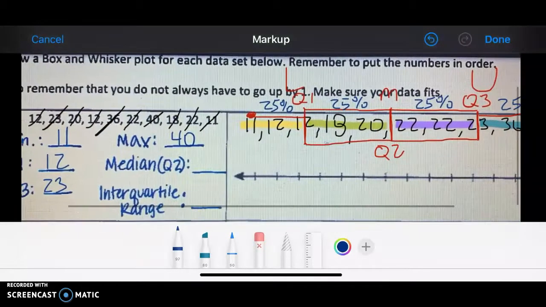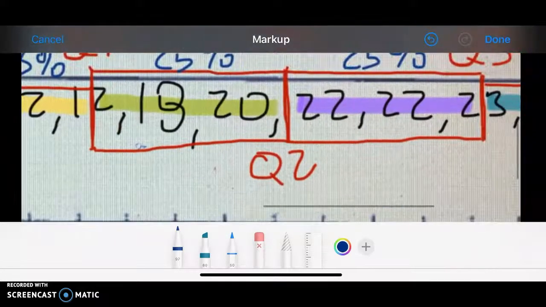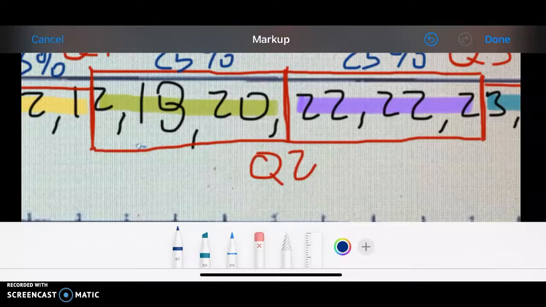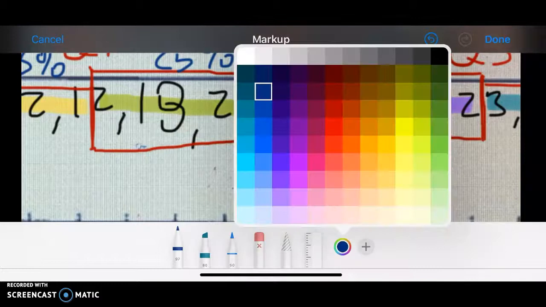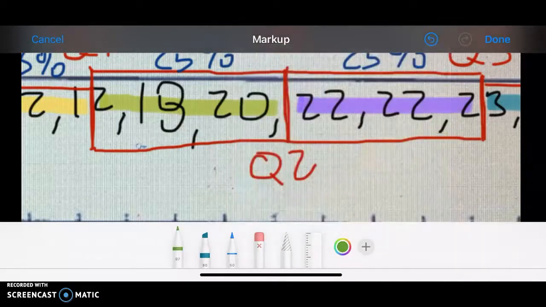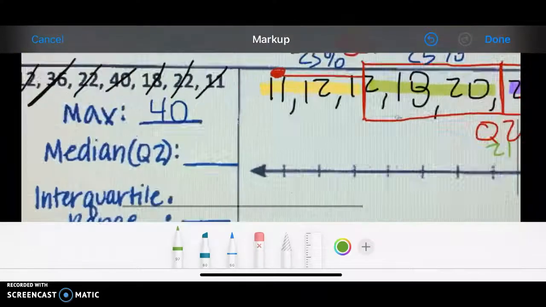And then we have the median, which is also known as quartile 2. Median just means the middle. Sometimes we can mess this one up. It's in between 20 and 22. So if you think what number is in between 20 and 22, well, it's 21. So quartile 2 is actually 21.